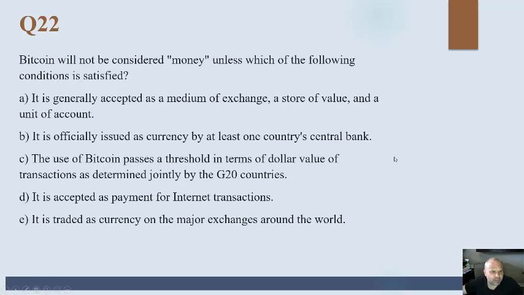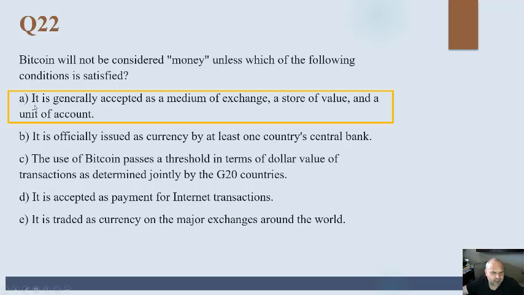Now let's think about Bitcoin. So Bitcoin will not be considered money unless which of the following conditions is satisfied? Hit pause. Okay, so what is the correct answer here? So the correct answer is A. It needs to be generally accepted. So we're really trying to drive home that generally accepted concept. So it needs to be generally accepted, and you need to be able to use it as a medium of exchange, a store of value, and a unit of account, because these are the essential functions of money.